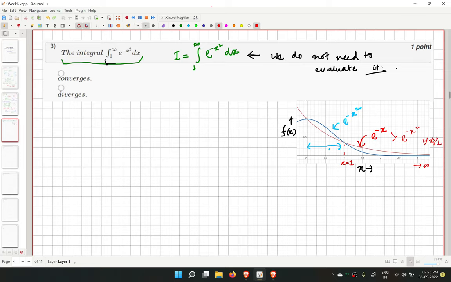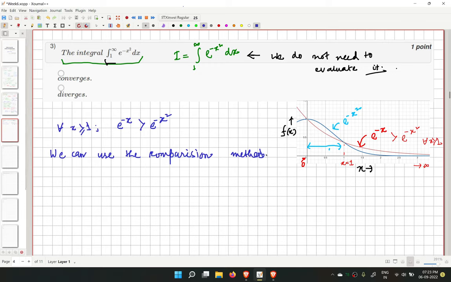Okay. So this is the origin. When you see this fact that for all x greater than or equal to 1, e to the power minus x is greater than e to the power minus x square, then we can use the comparison method to comment on whether these integrals will be diverging or converging just by looking at the other integration.